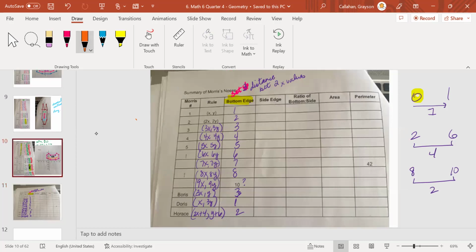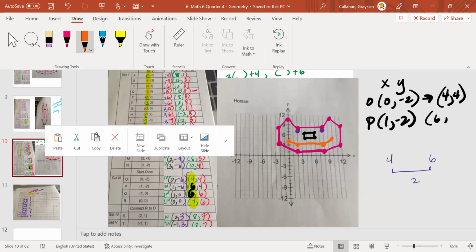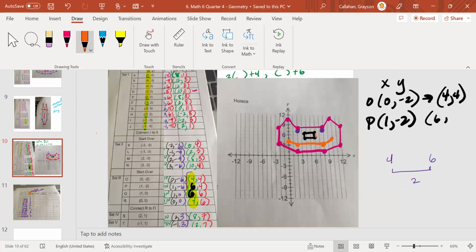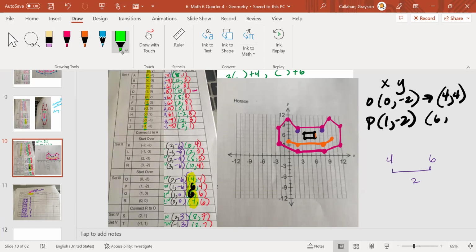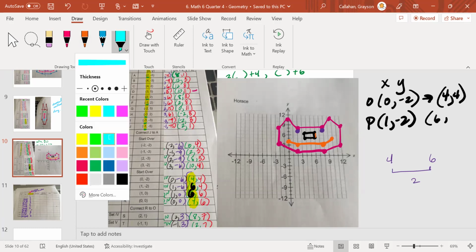Side edge of the nose. If you look at the side edge of the nose right here for Horace, how many units is that? No, it's going to be 2. Look at set 3. I want you to take a look at set 3. There's an easier way besides looking at this, because sometimes you can't see it, since you might not have drawn to scale.